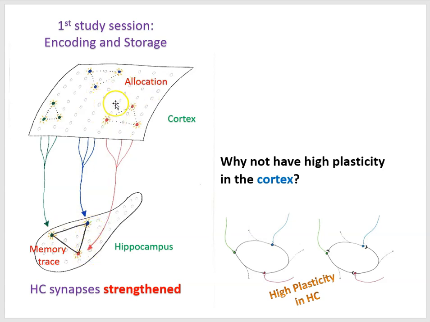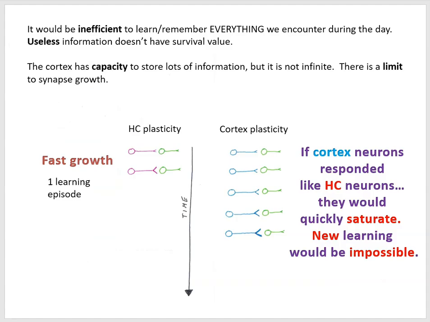Why not just have hippocampal-like levels of plasticity in the cortex so that cortical neurons wouldn't need multiple activations to grow their synapses strong? Why not just have a cortex made up of a whole bunch of hippocampal-type cells? Well, theoretically, it would be inefficient to learn and remember everything we encountered during the day, right? Almost by definition, useless information doesn't have survival value. So we don't have brains that are just sponges that learn everything that happens to us during the day. From a numbers point of view, the cortex has capacity to store lots of information, but it's not infinite.